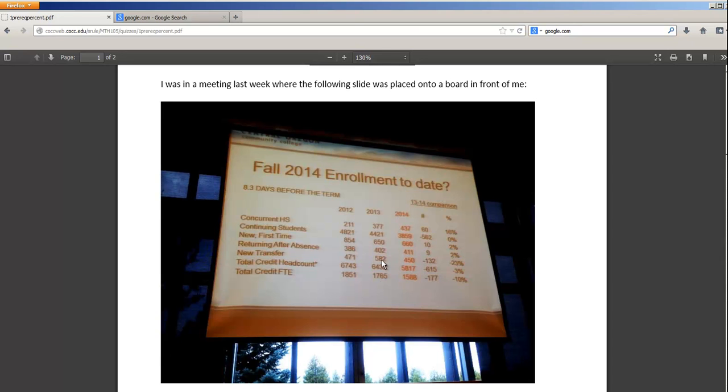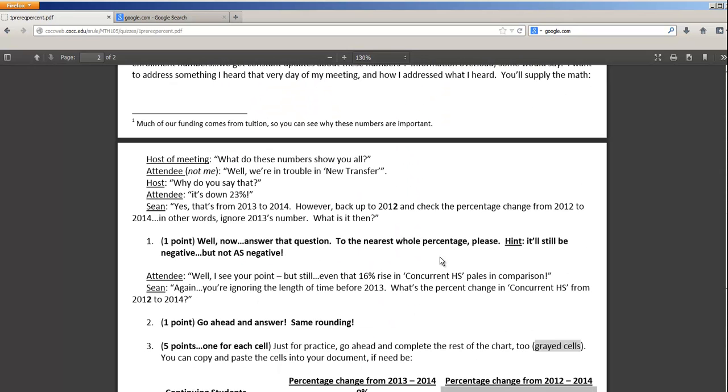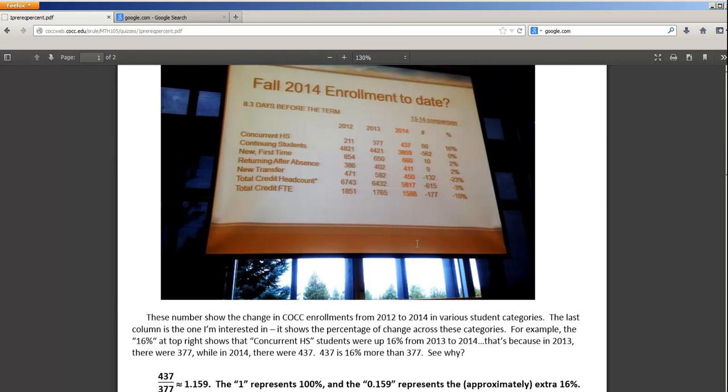But what I said was, well, maybe that's not the weird number. Maybe indeed 582 was strange. So I said, why don't you look back to where it was 471 and then see how that compares to 450. Question number one here said, what is the percentage change to the nearest whole percentage from 2012 to 2014? And it's still negative because we dropped. You can see that, right? It dropped from 471 to 450.